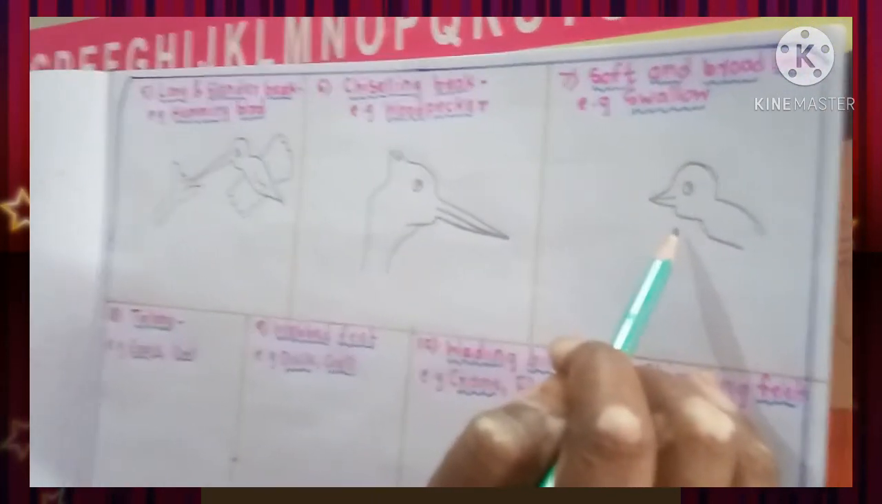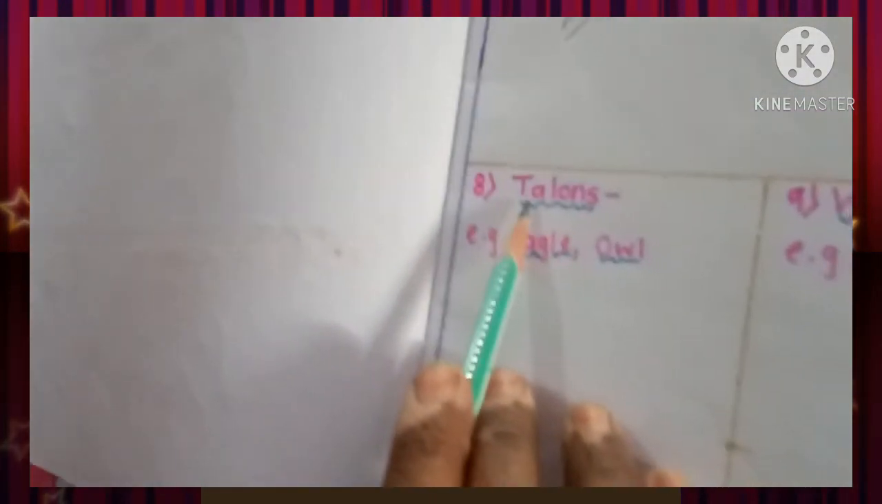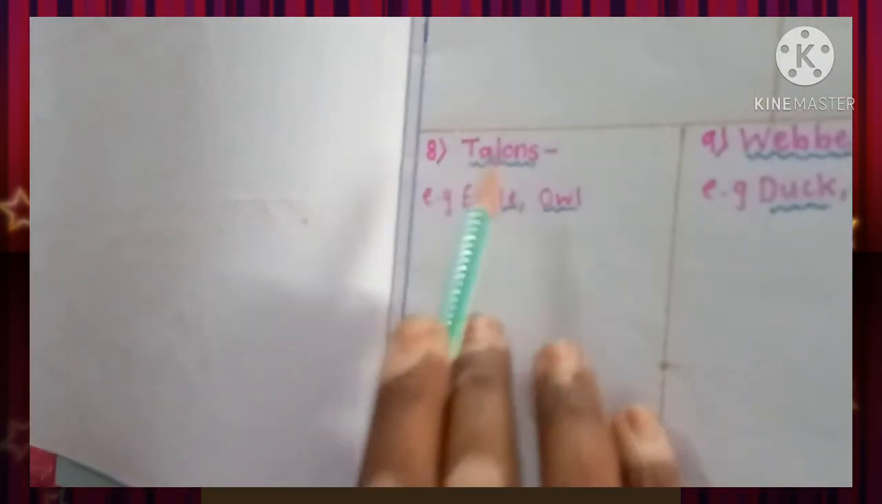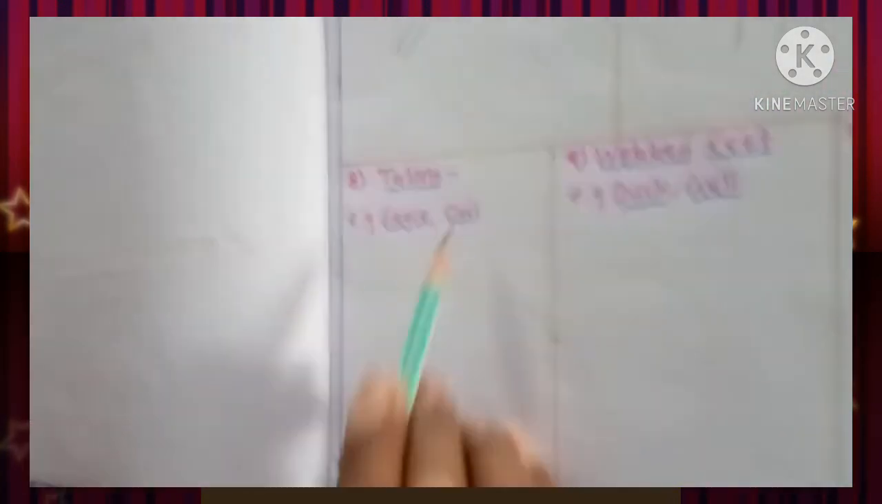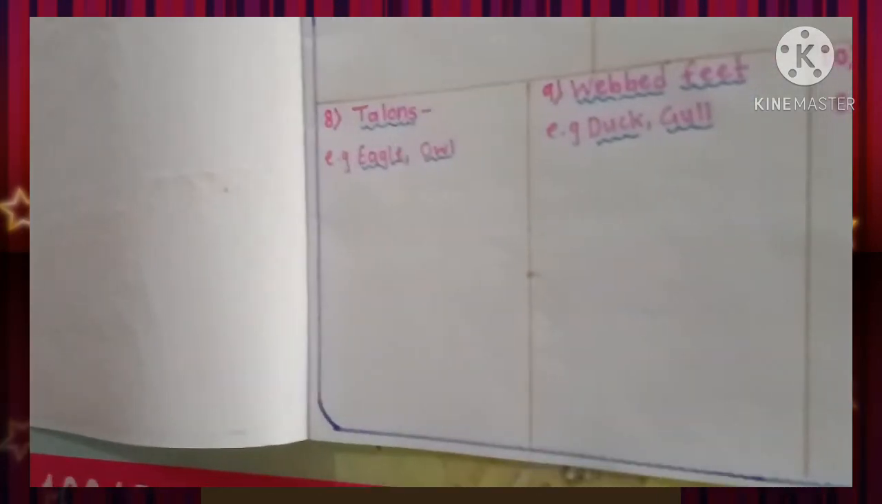Now the next one, I draw the diagrams related to the feet. The first one is talons. Talons means what? The birds which have sharp toes with curved claws, these are called talons, and these are especially present in praying birds. For example, eagle and owl. So children, now I draw the talons.